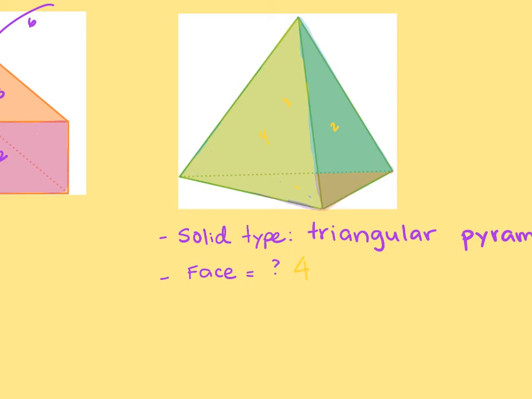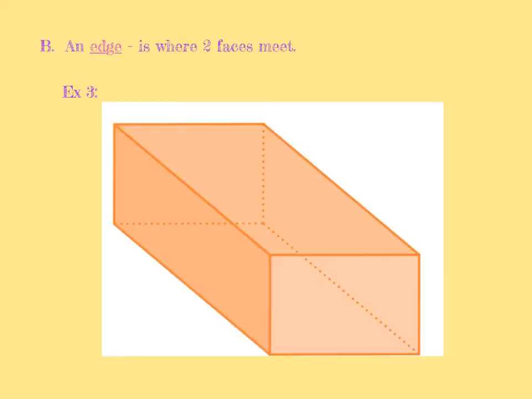So we're going to be moving on to what an edge is. And here's a different 3D solid for you. That's a rectangular prism. And so the edges are easy. The edges are the lines. And so one way you can define it as an edge is where two faces meet. So allow me to show you exactly what I mean by that.